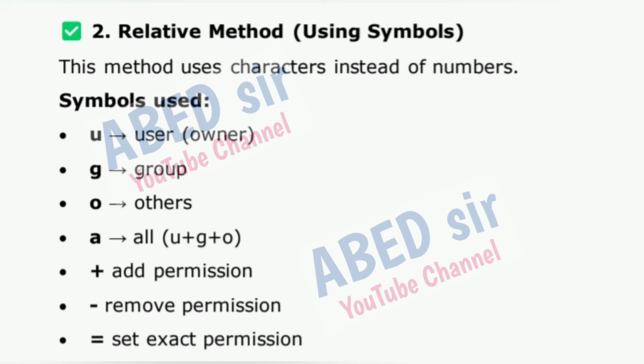Permissions become rwxr-xr--. 2. Relative method, using symbols. This method uses characters instead of numbers. Symbols used: u, user, owner. g, group. o, others. a, all, u plus g plus o. Plus adds permission. Minus removes permission. Equals sets exact permission.